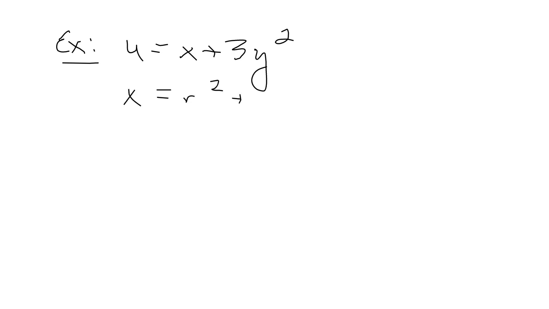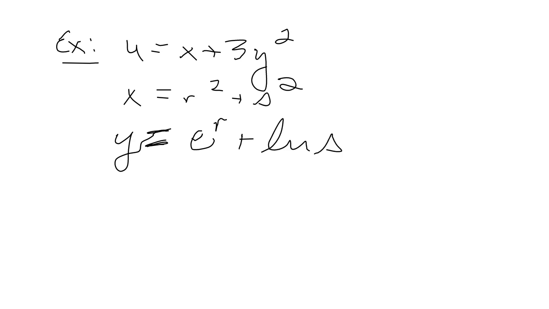So let's do one and see if we can figure this out. So I'll just do the one that's in your notes to kind of save you some writing here. But we have, for example, if we let u equal x plus 3y squared, and we got x equals r squared plus s squared, and we got y equals e to the r plus natural log of s, okay?